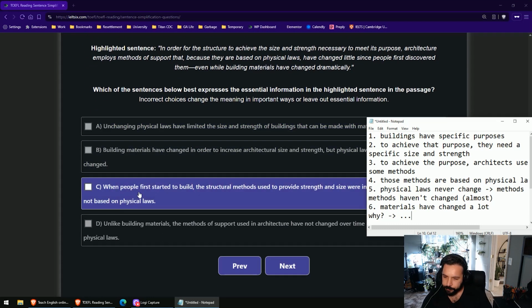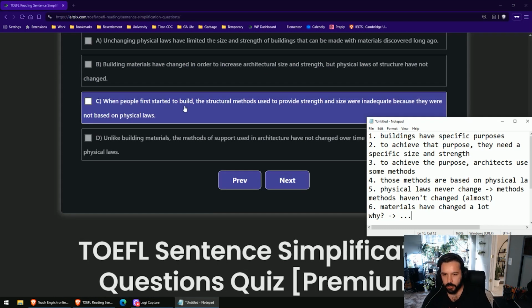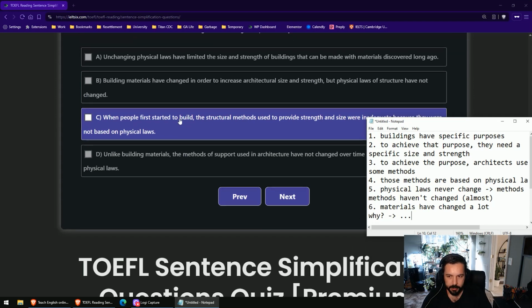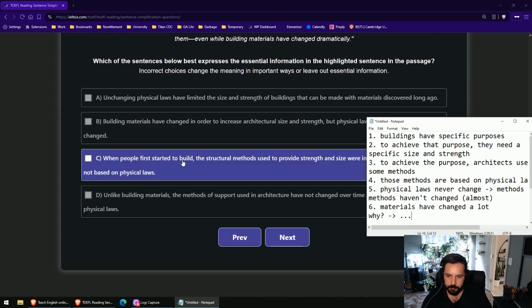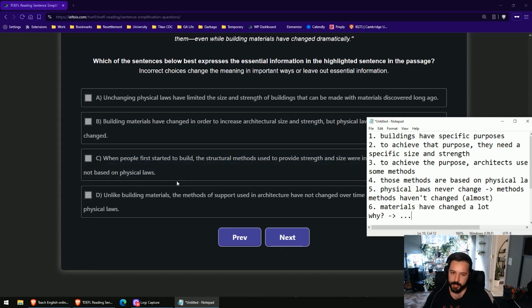Now let's see. When people first started to build, we didn't talk about the beginning of history, like the first buildings that people made.